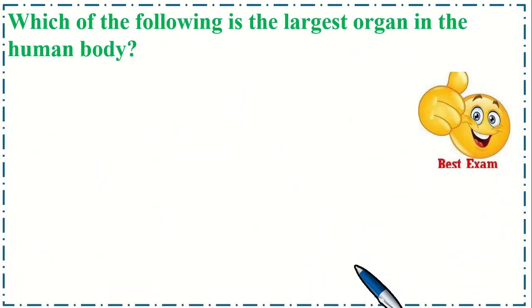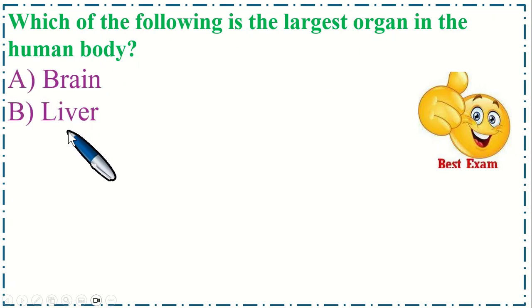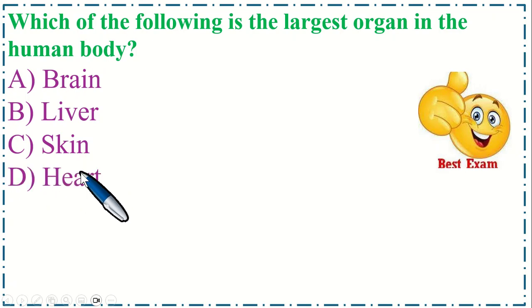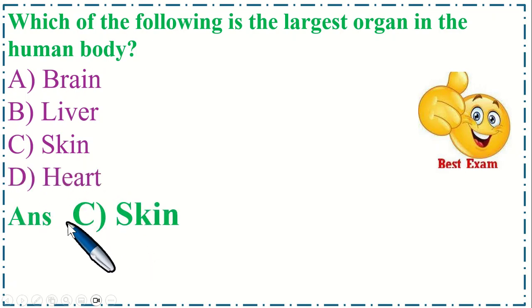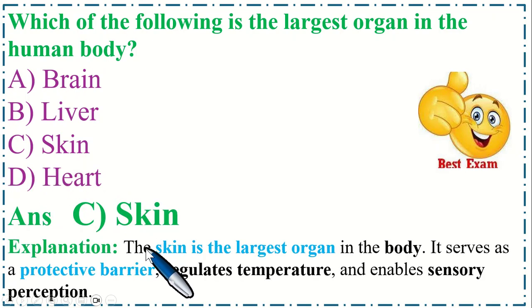So this is very important MCQs. Which of the following is the largest organ in the human body? Option A brain, B liver, C skin, and option D heart. So the correct option is C skin. The skin is the largest organ in the human body. It serves as protective barrier, regulates temperature, and enable sensory perception.